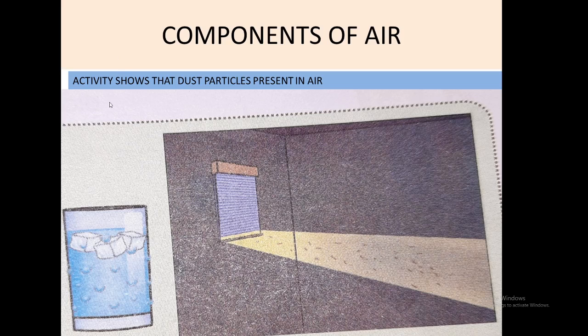And then the next one, to see that dust particles are present in the air, how can we do it? Close the doors and windows of a room and make it dark. Then keep a small hole or a little space so that a beam of light can enter inside the room. Or we can use a lighted torch also. If you observe that beam, you can see the dust particles present in the air floating in the beam of light.